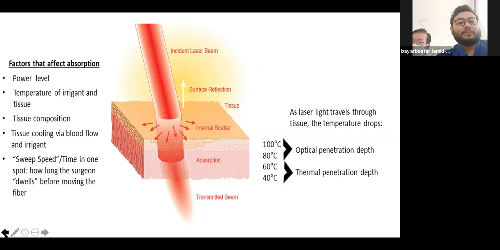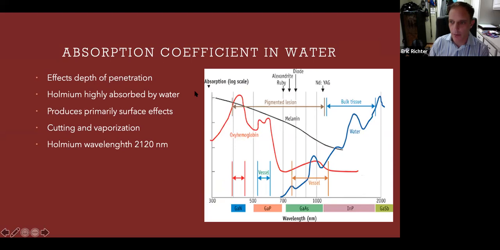So this is a very key aspect of urology lasers: different wavelengths can be absorbed differently. It's called a coefficient of water, and that affects the depth of penetration. Holmium, which is the one that we both use and the one most commonly used in urology, is highly absorbed by water, and that allows it to produce primarily surface effects without doing damage to surrounding tissues that you're not targeting. And this is also what allows it to do cutting and vaporization. The holmium wavelength is 2120 nanometers. And so you can see as the absorption on the log scale goes up, the more it allows it to do tissue damage or destruction, which is generally our purpose in urology, whether it's damage of stones or strictures or prostate.